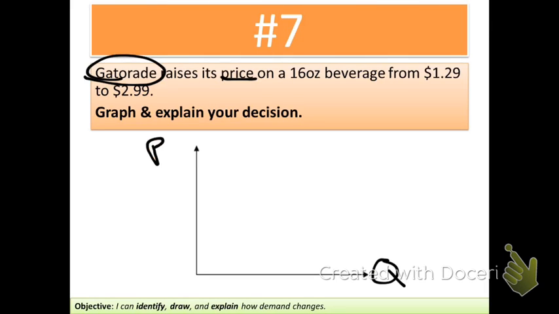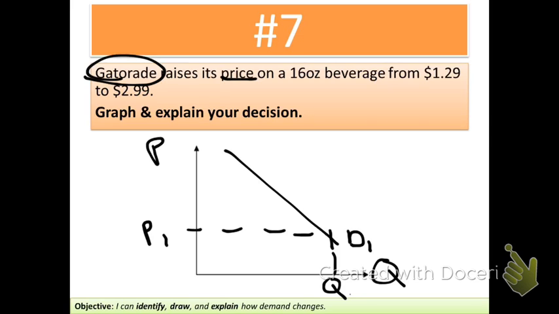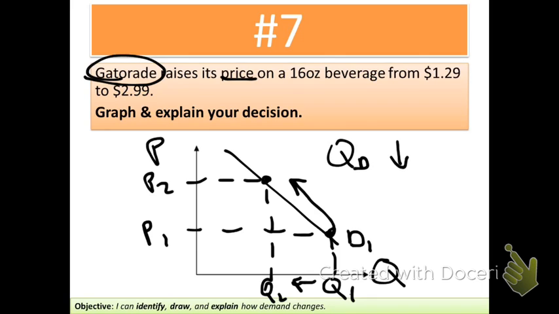So we tell a story, price and quantity, our demand curve, and if we have a price from $1.29 up to $2.99, let's start here with P1, and we have quantity 1, and then if the price goes up, we'll have P2 and Q2. And so our quantity demanded decreases, which is movement up the curve. This is a quantity demand decrease because of a change in price. And that's number 7.